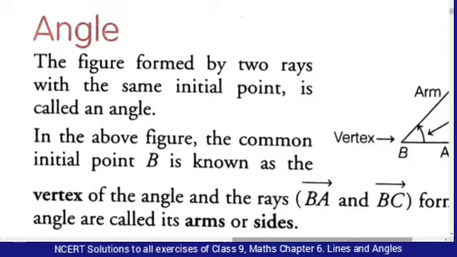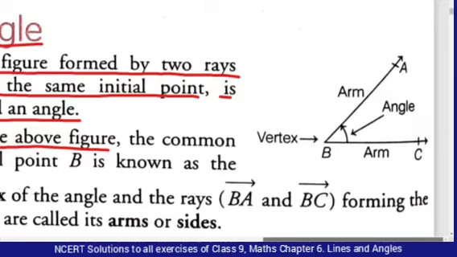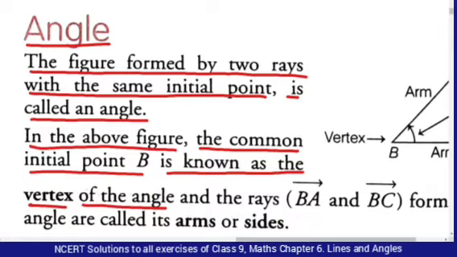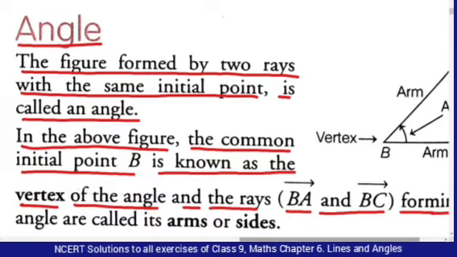Angle. What is the angle? The figure formed by two rays with the same initial point is called an angle. In the above figure, the common initial point B is known as the vertex of the angle. So see the figure here, B, it is an angle. And the rays BA and BC, these two rays forming the angle are called its arms or sides.